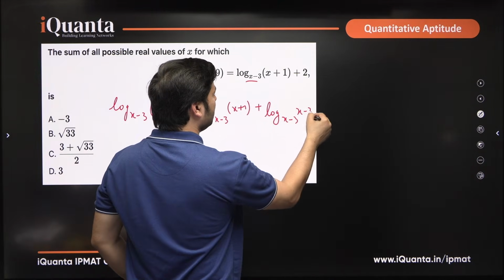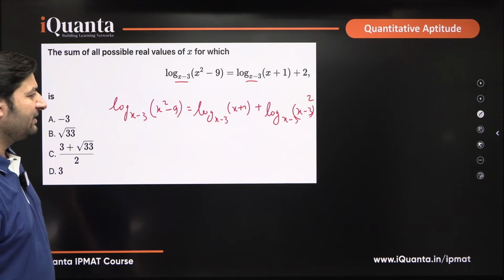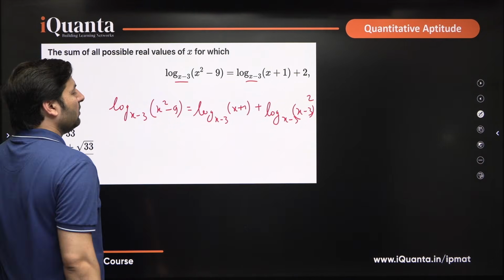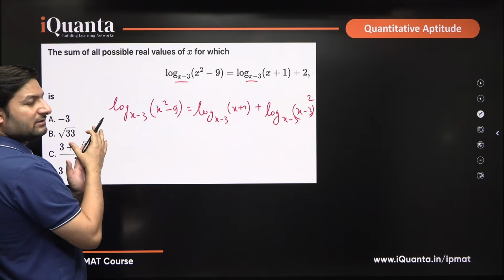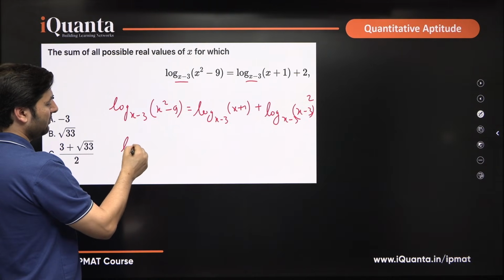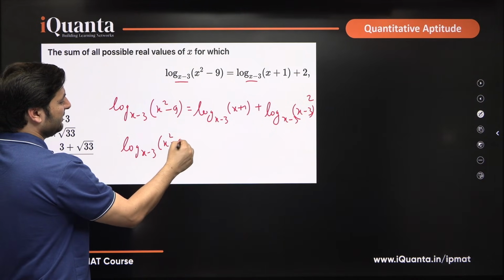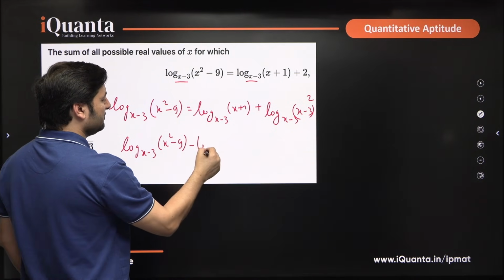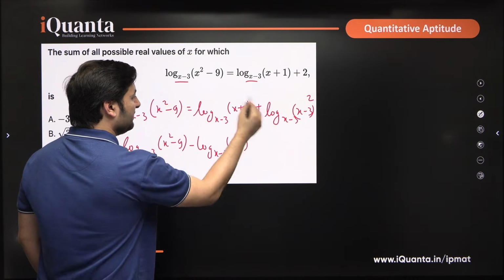Obviously, log base x minus 3 of (x minus 3) square, isn't it? Then and only then it will be added, right. Now, what should I do? Either I can bring all the logs to one side, so log base x minus 3 of x square minus 9 is here, and this log comes here, so this is minus log of x plus 1, and this is minus log.